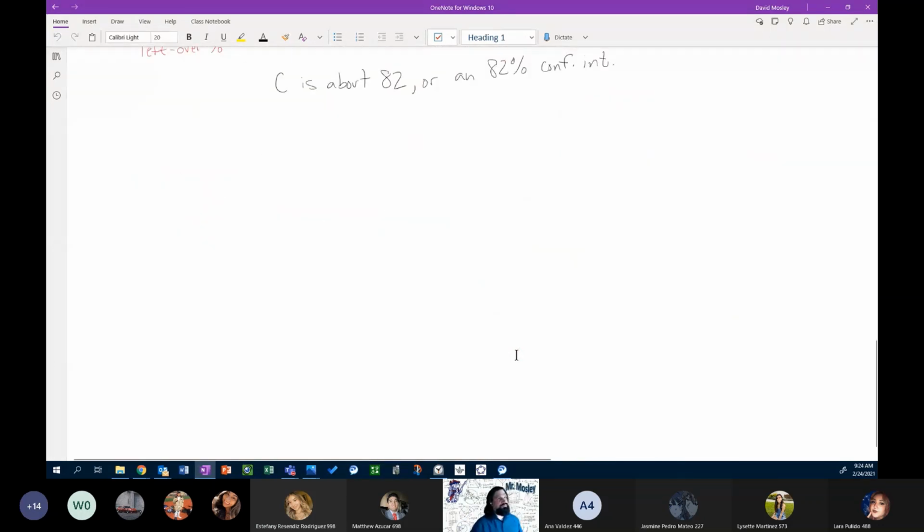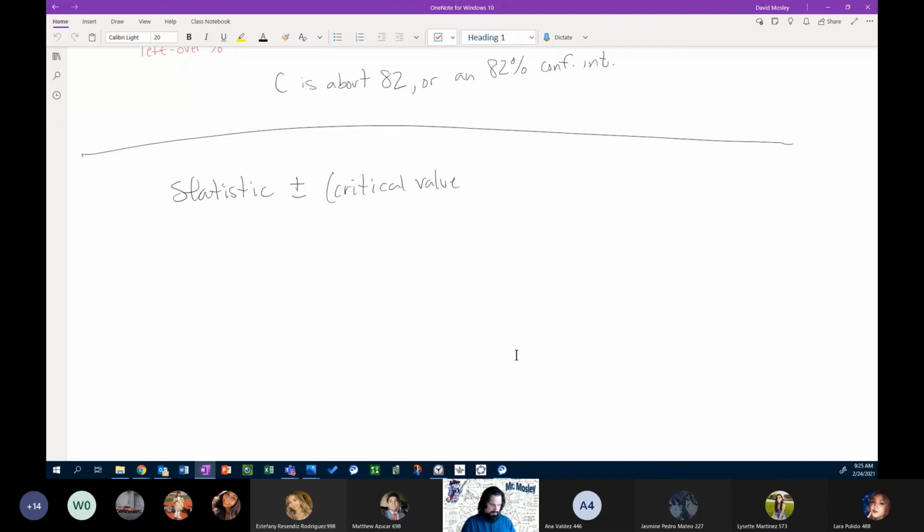Let's look here. Okay, so our general way to find an interval, because we're talking about confidence intervals overall, is we find the interval by taking our statistic, then adding or subtracting a critical value times the standard deviation of the statistic. Right? This is our general idea for finding our interval.